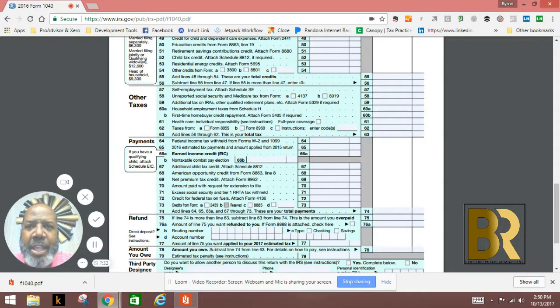The challenge most people have is they go down to line 75. They're looking at how much is overpaid for the refund, or if there's an amount due, how much they owe, which is on line 78. And so, yeah, you want to look at those.